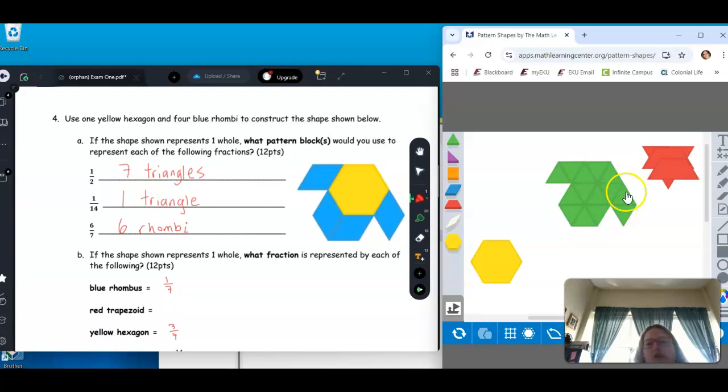And then finally, for the red trapezoid, I would just see how many of those 14 triangles are covered up by a red trapezoid, and it doesn't matter where you put it. No matter where I put the red trapezoid, it covers up 3 out of the 14 green triangles. So therefore, that's the fraction 3/14.